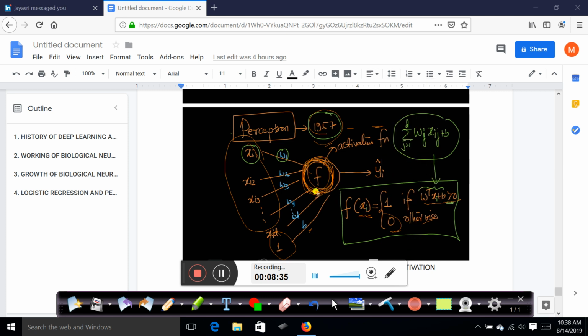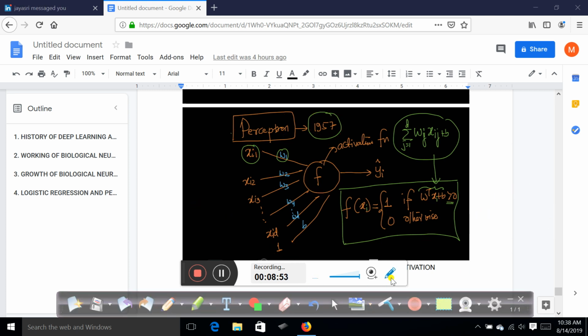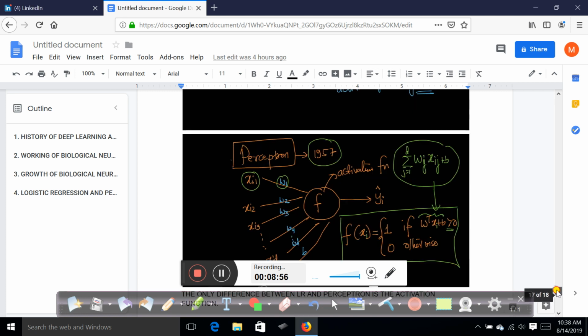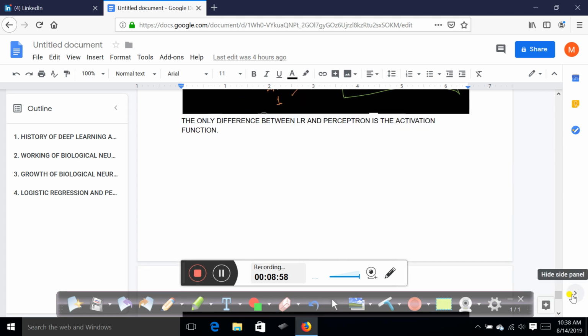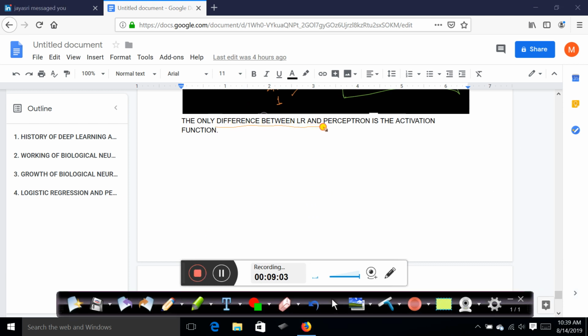So the only difference is in the activation function, else both the perceptron and logistic regression are single neuron models. As I have mentioned here as well, the only difference between logistic regression and the perceptron is the activation function. Hope it is clear.